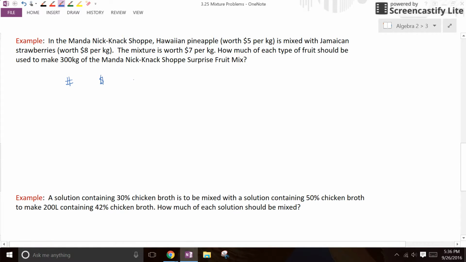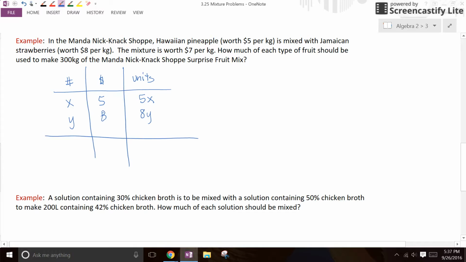And then right here I have the units, or the total, or whatever you want to call it for that item. So I don't know how much pineapple she wants to use, but she wants 5 kilograms. So again, remember, multiplying across, that's 5x. Then I don't know how much strawberries she has, but I know they're worth 8. So that's 8y when you multiply across.